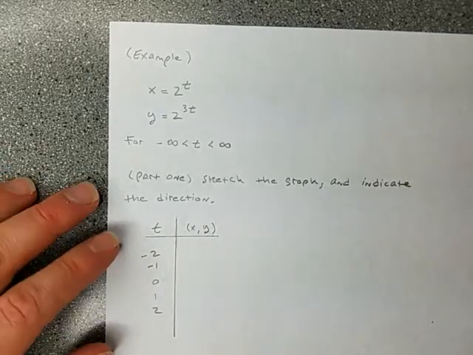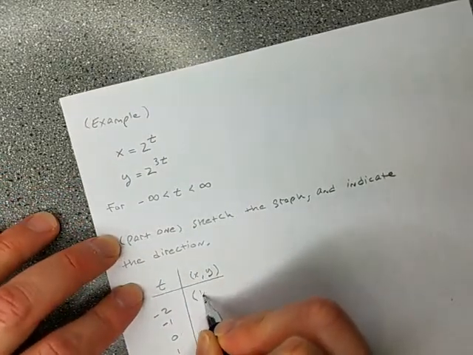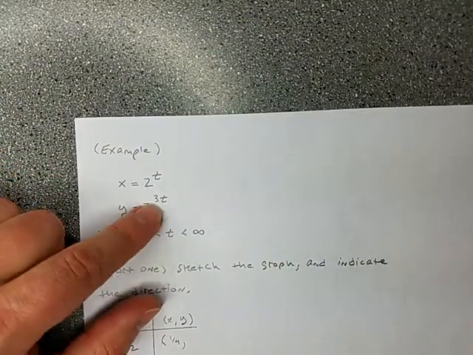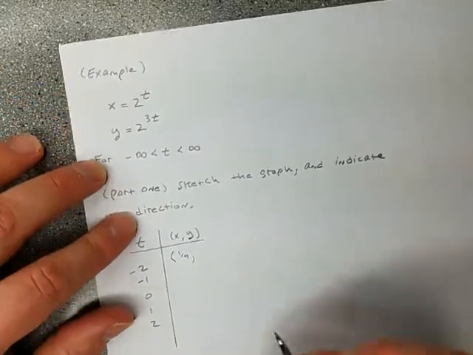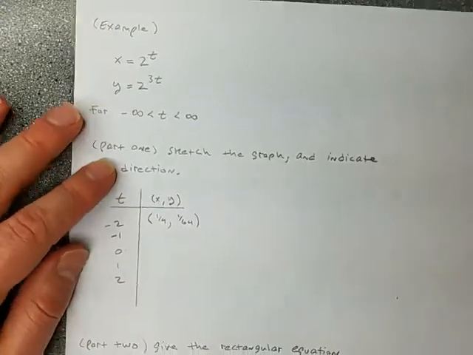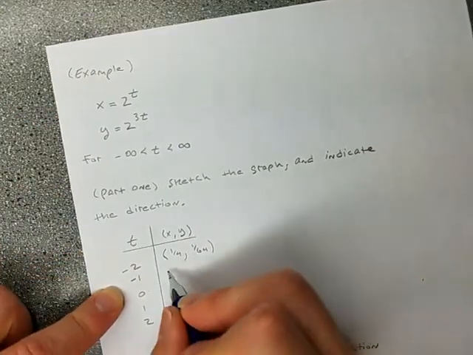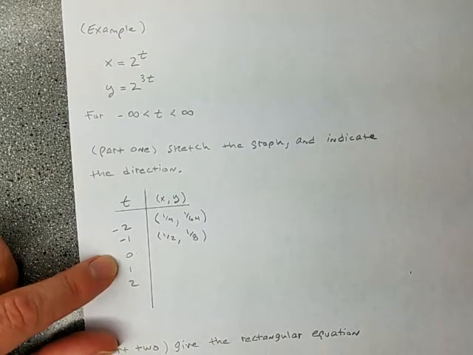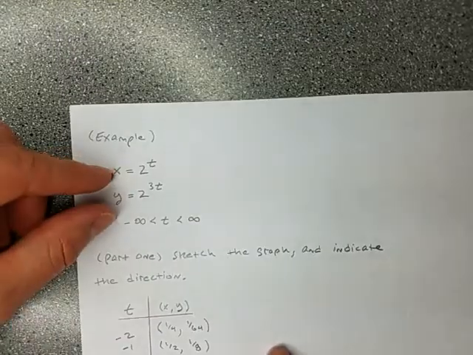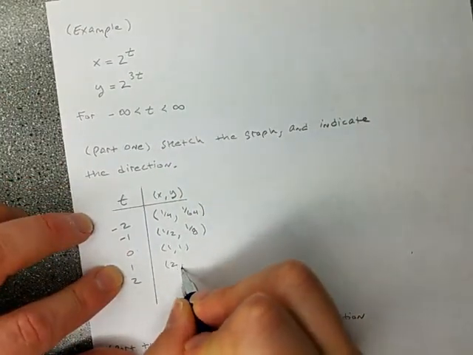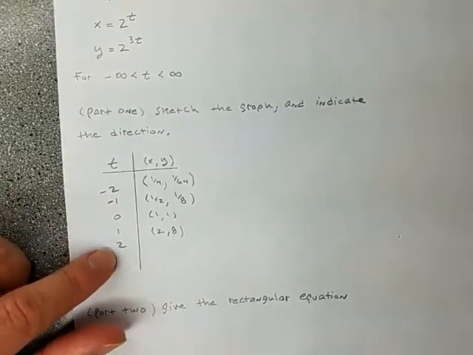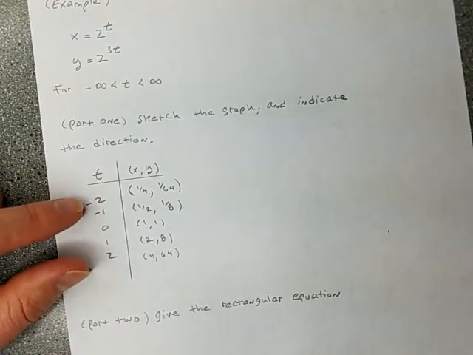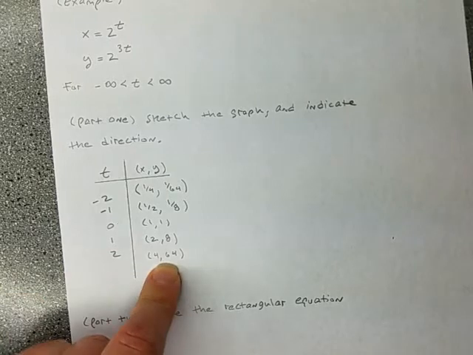So if t is -2, what are we going to get? We're going to get 1/4 for x, right? 2 to the -2 power. And then here, this will be 2 to the -6 power. If I put -2 for t right there, so that'll be -6, 2 to the -6 power. That's going to be 1/64. And what about -1? That'll be half and 1/8. What about 0? 0 is going to give me 1 and 1. 1 will give me 2 and 8. And 2 will give me 4 and 64.